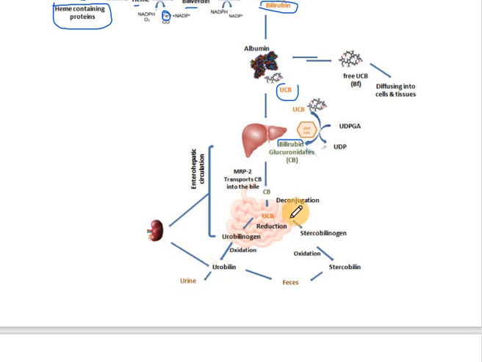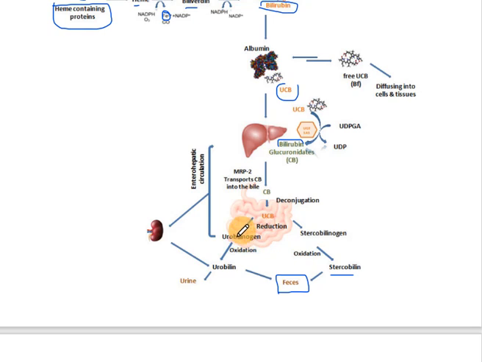Once again, it can further undergo deconjugation to form what? Stercobilinogen, and further oxidation to form what? Stercobilin. And this stercobilin is what forms part of the feces. So basically, the yellowish color of the feces is due to the presence of what? Stercobilin. This stercobilin is what makes the feces yellow, and what makes the urine yellow is the presence of urobilin. So basically, the color of the bilirubin is yellowish.